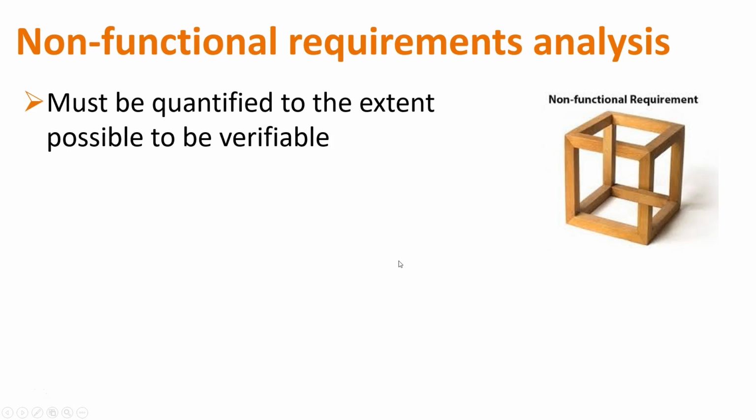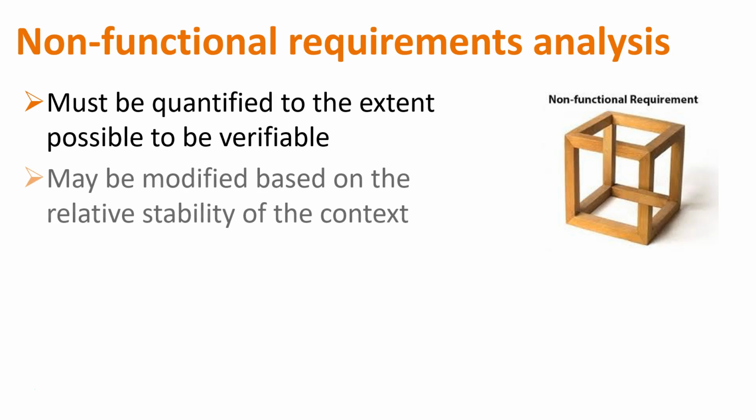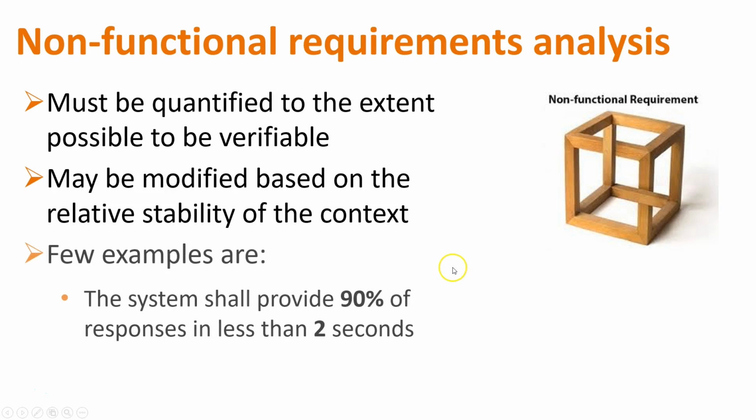It must be quantified to the extent that it's possible to be verifiable. Not all of these are easily done like that, like usability. It's hard to measure that. Just do your best, right? Based on the stability of the context in which it is, it might be modified based on that. So you might have a requirement that says it's highly portable, but the more you learn, the more you realize that's not correct. So you might modify it as you go through.